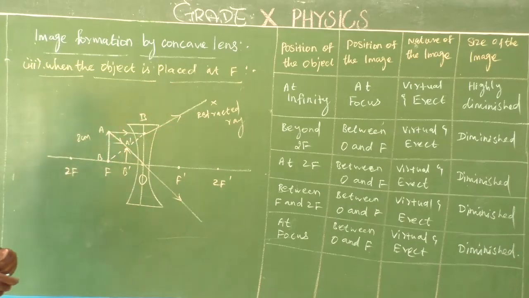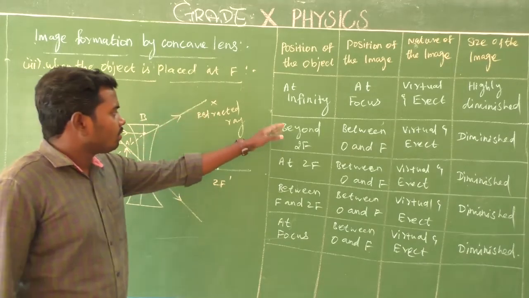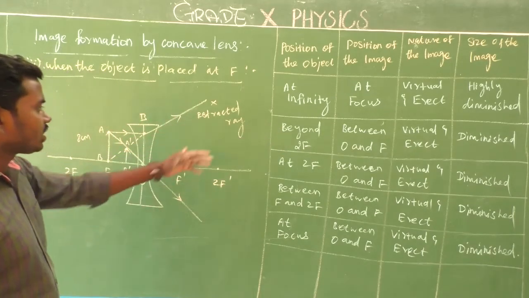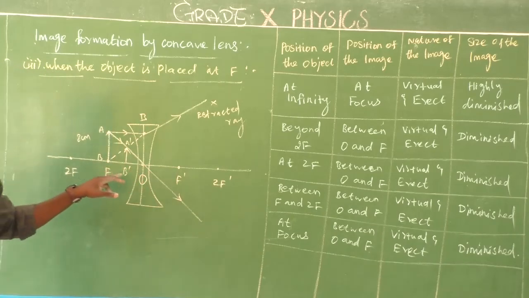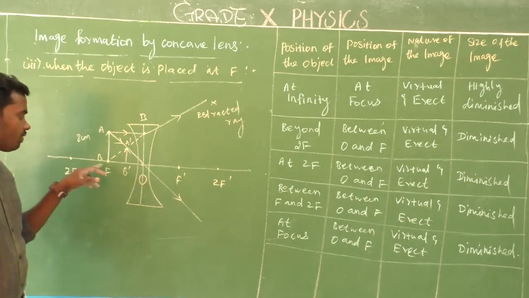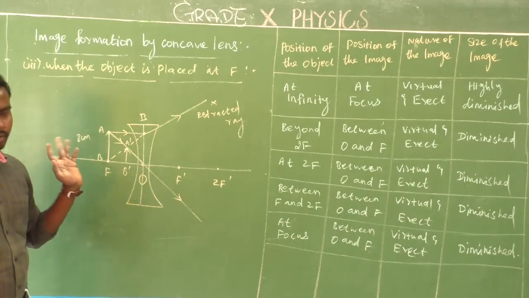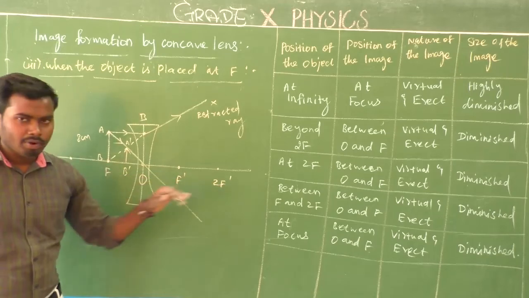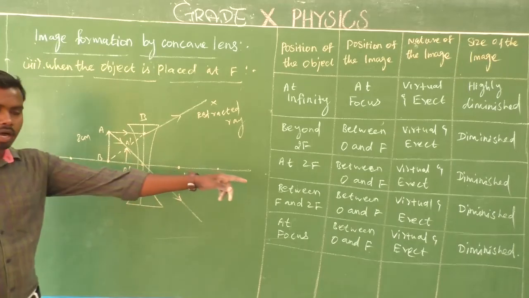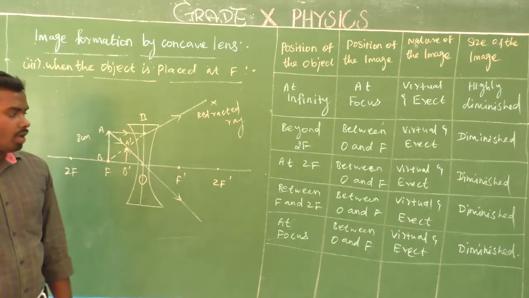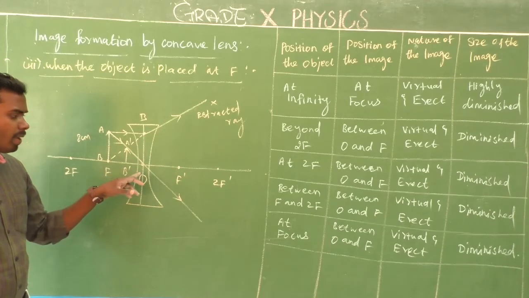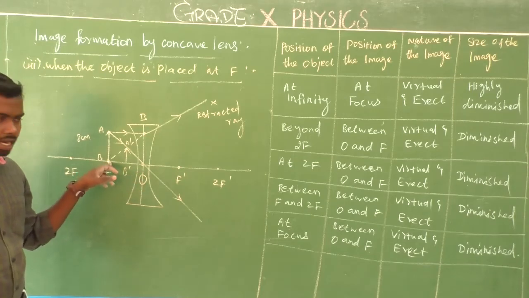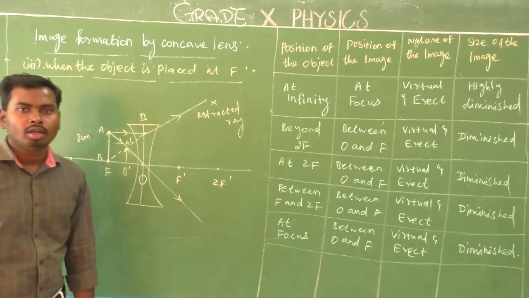First we place the object where? At infinity, and image is formed at focus. Then we place the object beyond the 2F, image is formed between O and F. Third, we place the object at 2F, and image is formed between O and F. Then we place the object between F and 2F, image is formed between O and F. And the fifth one, we place the object at focus, which means at F, image is formed between O and F.